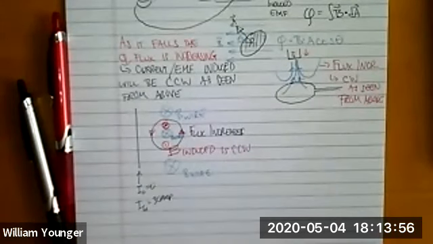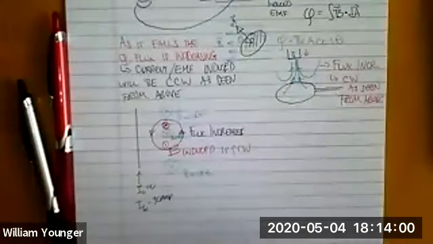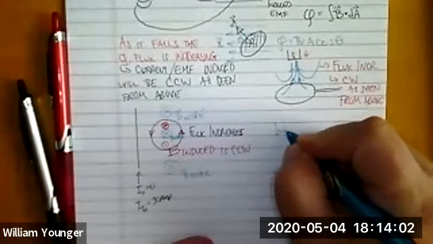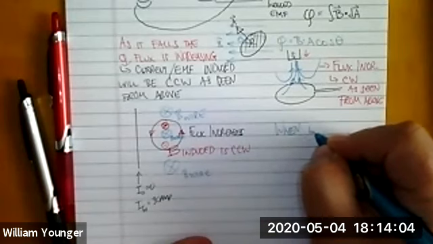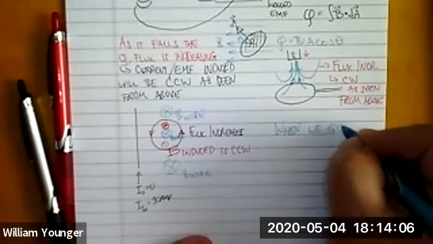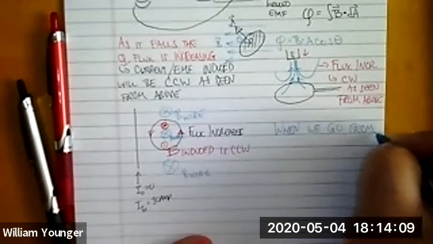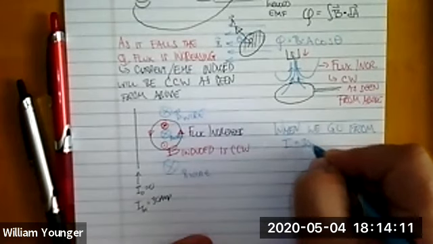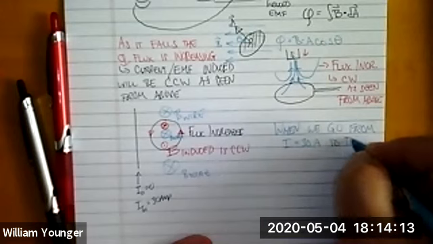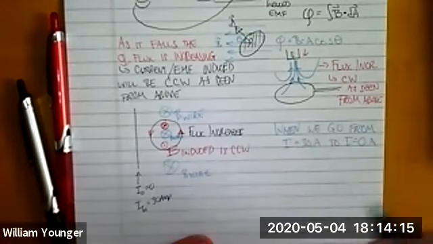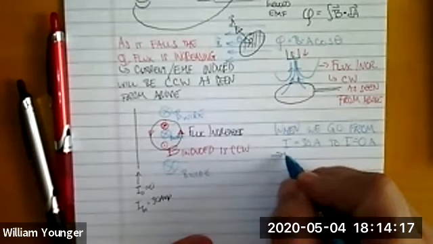So that's the big concepts that we're trying to learn here. I will write this over to the side. When we go from I equals 30 amps to I equals 0 amps, the flux decreases.